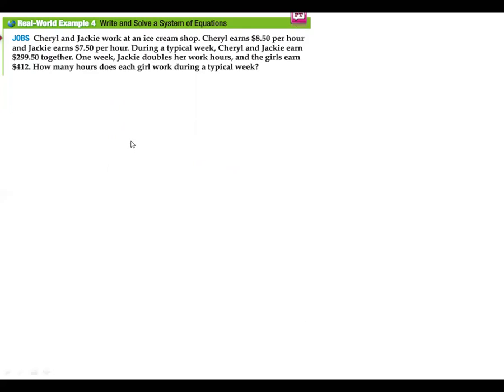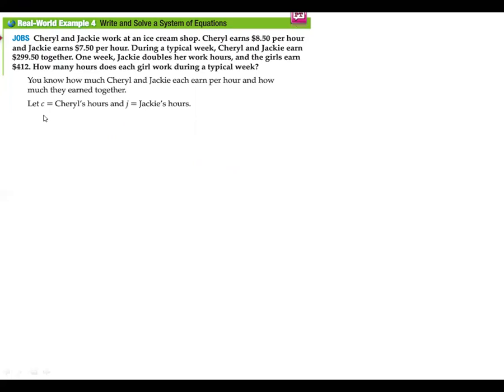Okay, so you know how much Cheryl and Jackie earn per hour and how much they earn together. Let C equal Cheryl's hours and J equal Jackie's hours. So you know that Cheryl's pay times her hours and Jackie's pay times her hours for a typical week should equal $299.50. That's our first equation.